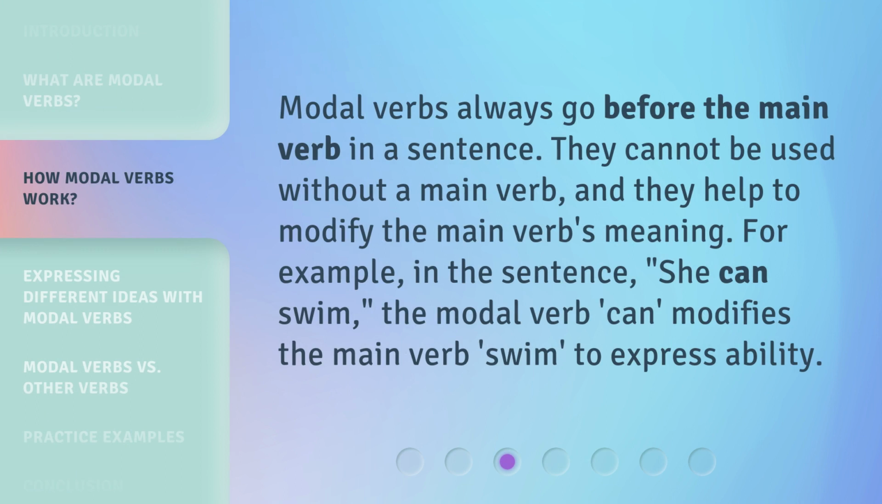Modal verbs always go before the main verb in a sentence. They cannot be used without a main verb, and they help to modify the main verb's meaning. For example, in the sentence, she can swim, the modal verb can modifies the main verb, swim, to express ability.